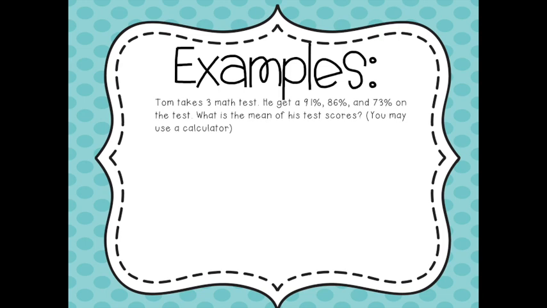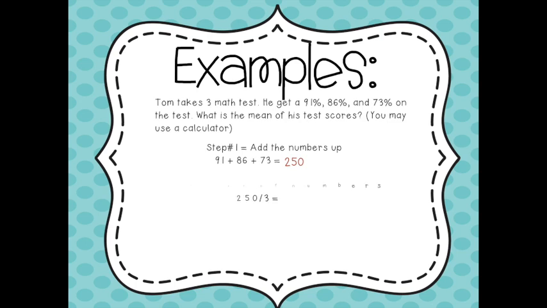Let's think to ourselves, what is the first step when calculating mean or average? What you should be thinking about is adding up all of the numbers. So the numbers you're given are 91, 86, and 73. I'm going to give you a second to add those up, and we'll see what you get. Hopefully you got 250. If not, pause the video, go back and recalculate to find your error.